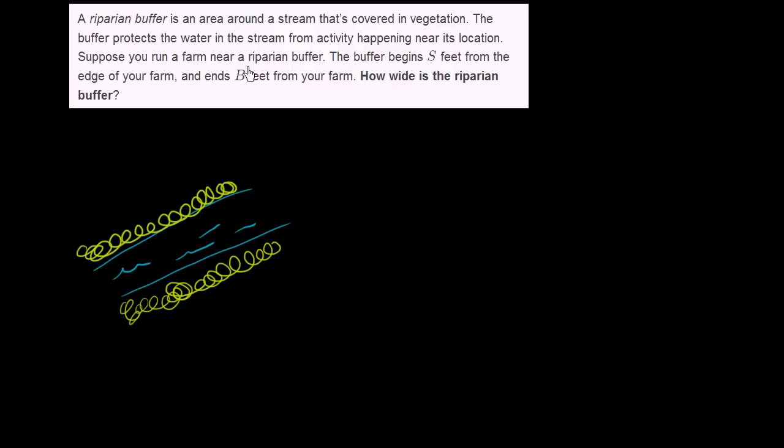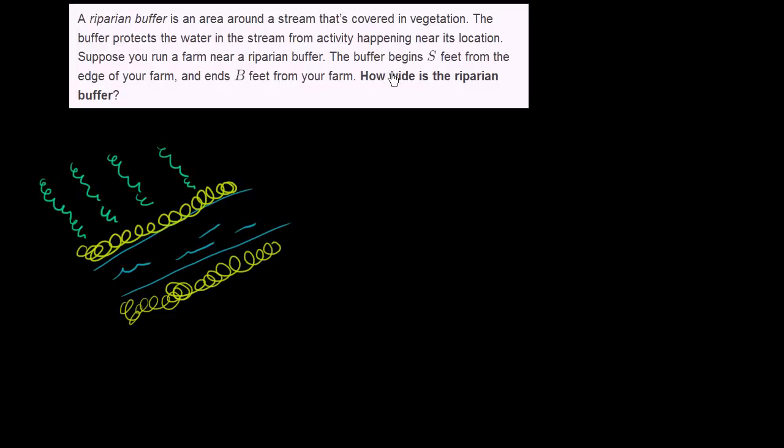Suppose you run a farm near a riparian buffer. The buffer begins S feet from the edge of your farm and ends B feet from the edge of your farm. How wide is the riparian buffer? So this right over here could be maybe my farm. So I got my farm here. Those are my crops, just like that.